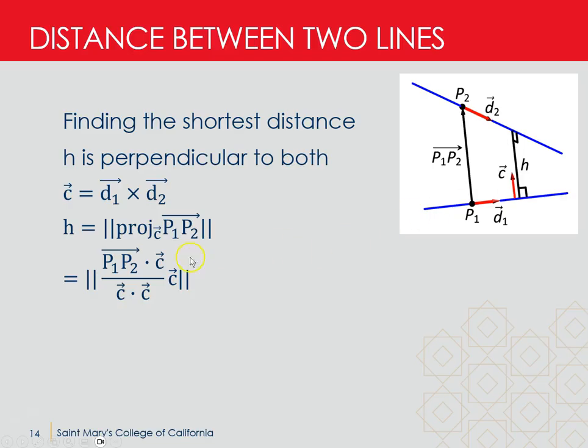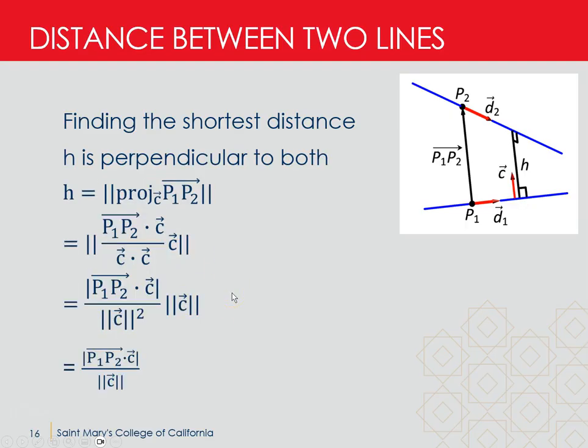We have the formula for projection right here. So you take the dot product of P1P2 with C. The denominator is the dot product of C with itself, or the magnitude of C squared. We multiply that by the direction of C, but then because we're looking for a distance, we find the magnitude of all of that together. We can play around with this just a tiny bit to simplify. Because we're inside a magnitude, we can take the magnitude of C here. But you can see we've got the magnitude of C here and the magnitude of C squared here, so we can just cancel out.